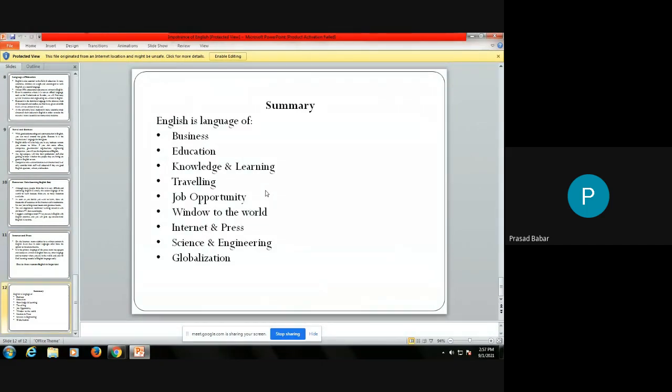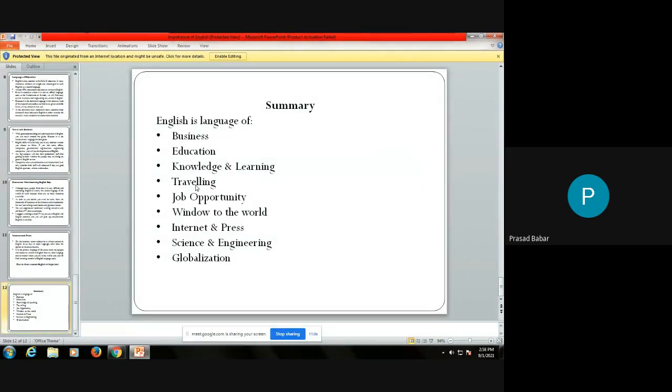Taking a short summary of what we have studied in this session, let's take a recap. English is a language of business. It is the language of education. It is the language of knowledge and learning, and it is the language of traveling. We can find job opportunities by having command over this language. It is the window to the world.